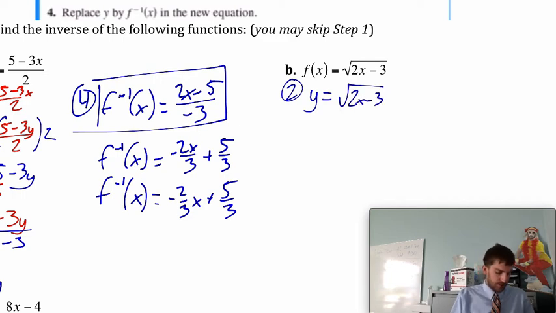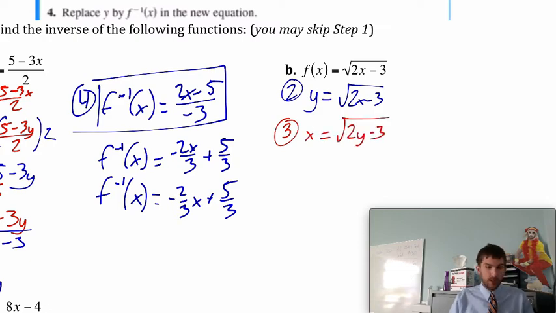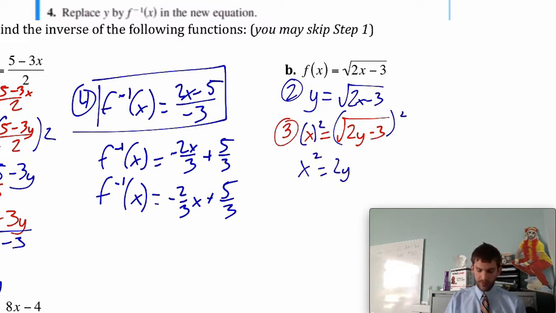Step 3 is the big jump. Step 3 is switch them and solve. So we have x equals the square root of 2y minus 3. And now we got to solve for y. In order to solve for y, we got to square both sides. And we end up with x squared equals 2y minus 3. Keep solving for y. We're going to add 3 to both sides. We got x squared plus 3 equals 2y.